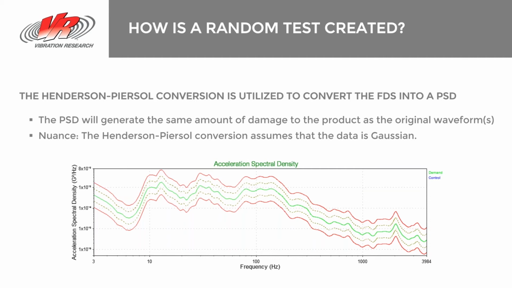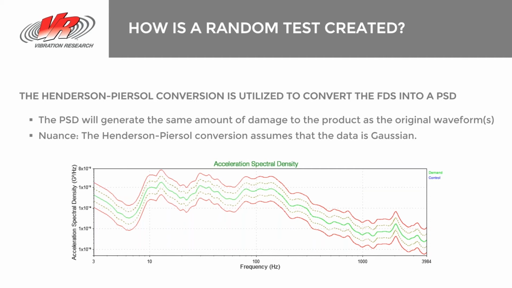So we can add kurtosis to the test, and the goal in that case is not going to be to create more damage. We're looking for damage equivalency to our real world environment. So adding kurtosis is not going to generate more damage. What's going to happen is when I add kurtosis, the overall GRMS level of my defined test is going to decrease to account for that increase in peak acceleration.